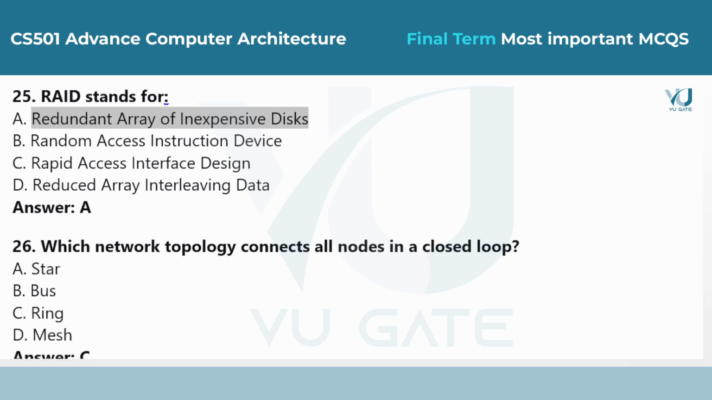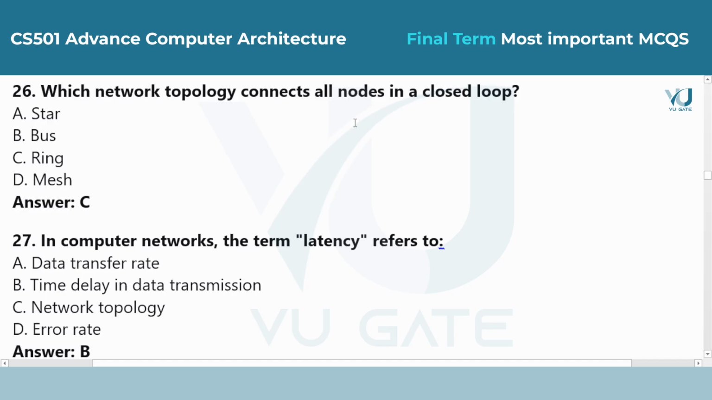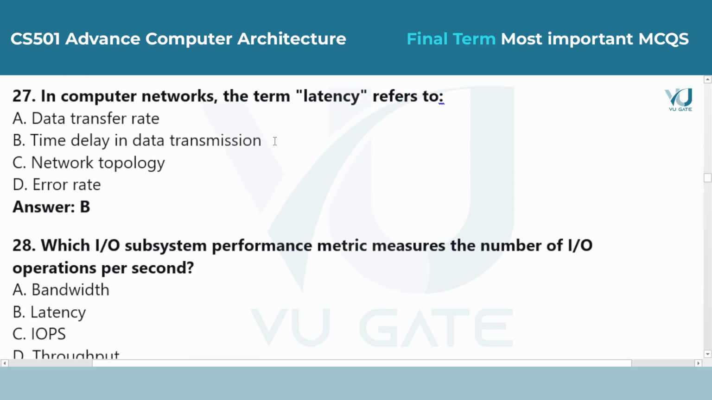Concept: it is a technology that joins multiple hard drives together for data safety or speed. 26. Question: which network topology connects all nodes in a closed loop? Answer: C, ring. Concept: each node is connected to exactly 2 others, forming a continuous circular path. 27. Question: in computer networks, the term latency refers to? Answer: B, time delay in data transmission.